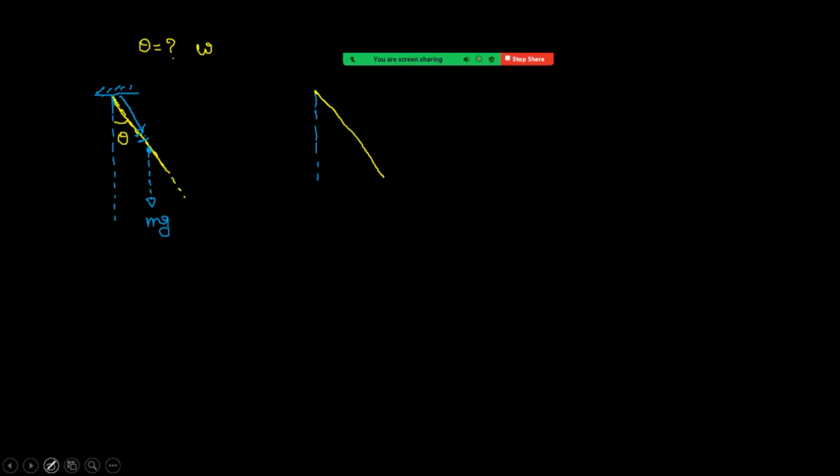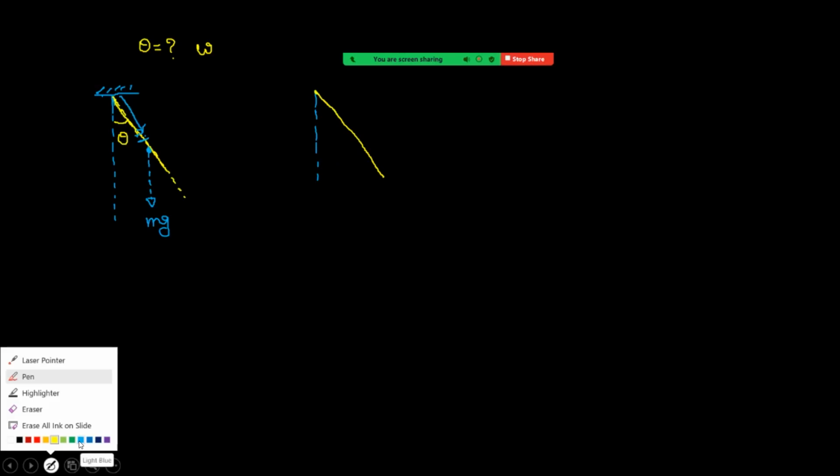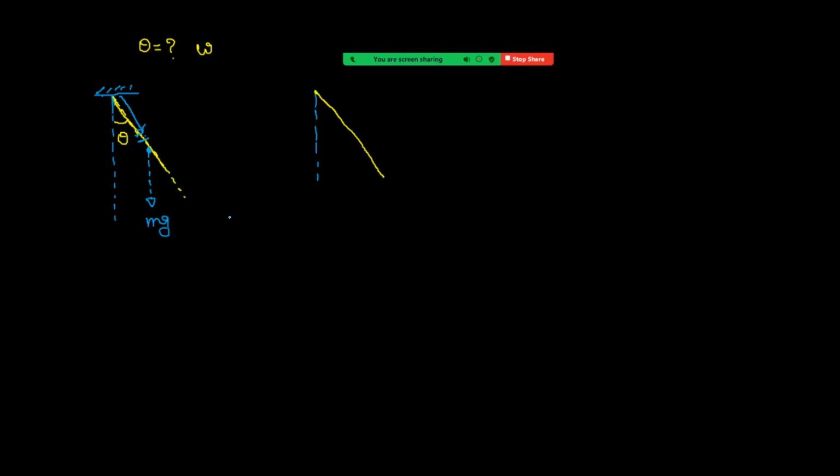So we are taking here one element of length dx at a distance x from the axis of rotation. This is now theta. If you see carefully in the ground frame, this element follows a circle of radius x sine theta.